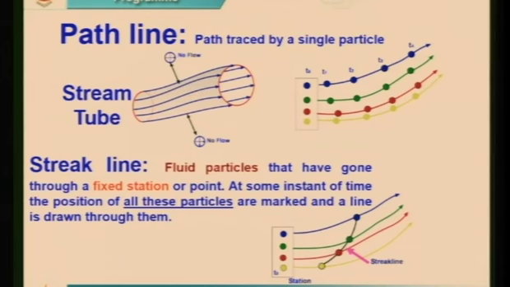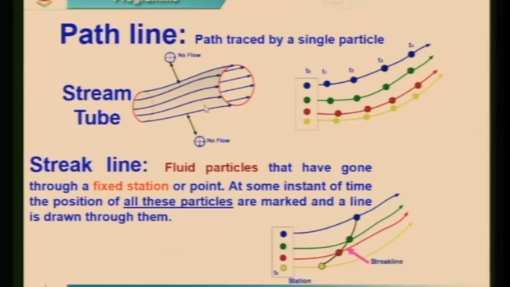Now let us see how it looks. You can see I have shown a path line, a path traced by a single particle. Can you see here? This point is the stream tube. One streamline here, one streamline here, one streamline here, and one streamline here.